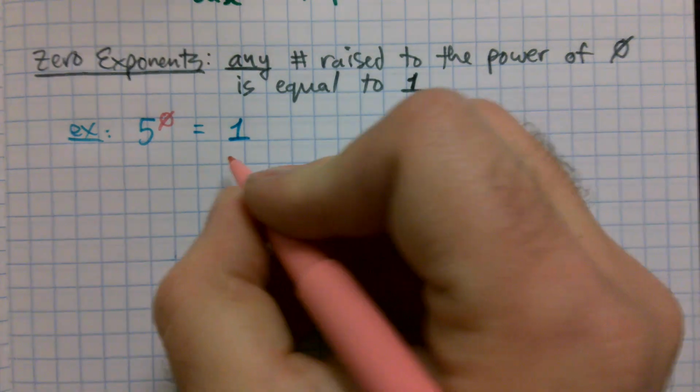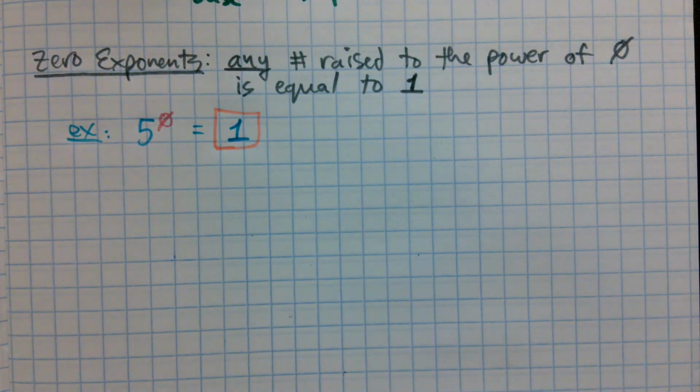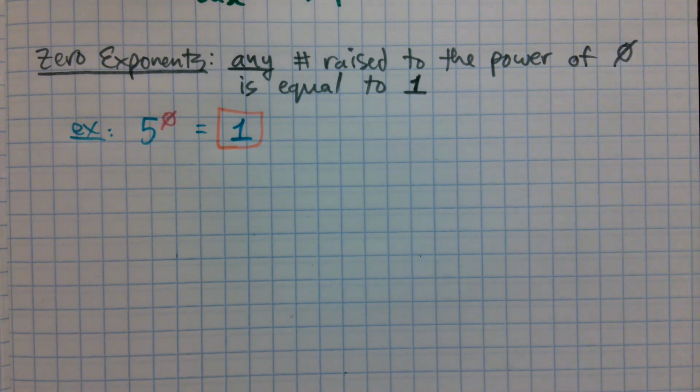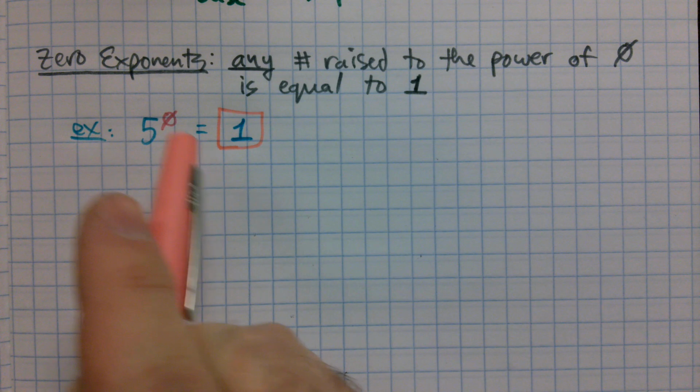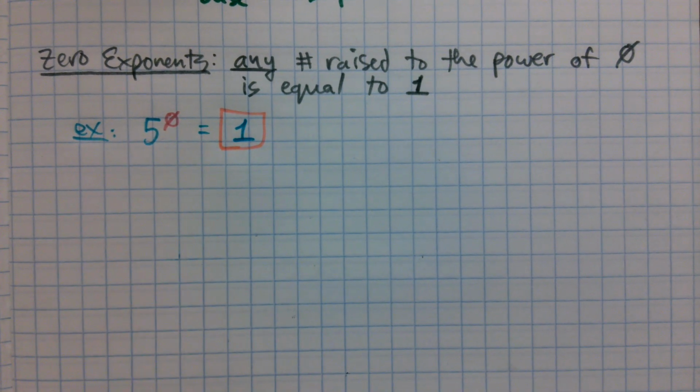Okay? I know that's a little confusing based on what we know about exponents. We could spend 15 minutes talking about why it's equal to 1, but you don't need to know why. All you need to know is when you see a 0 exponent, the answer will be 1.